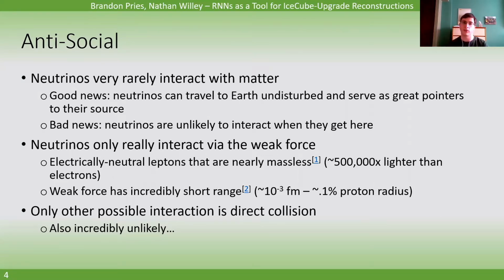One of the reasons for this is that neutrinos only really interact via the weak force. They're electrically neutral, they're leptons, and they're nearly massless, something like 500,000 times lighter than electrons or more. And that rules out the other 3 fundamental forces. And so they interact via the weak force, but that is an incredibly short range, something on the order of 10 to the minus 3 femtometers, which is like 0.1% of the proton radius, which is really small. So at that point, you basically have to hit it head on. And that's also incredibly unlikely.